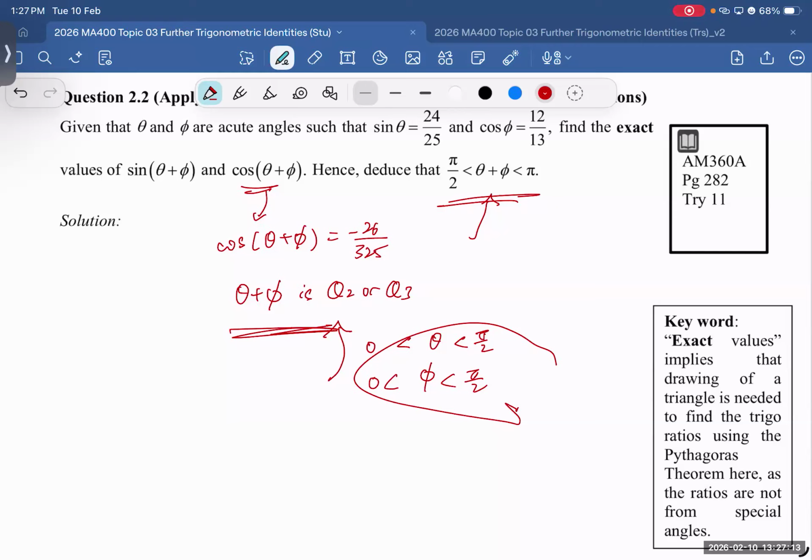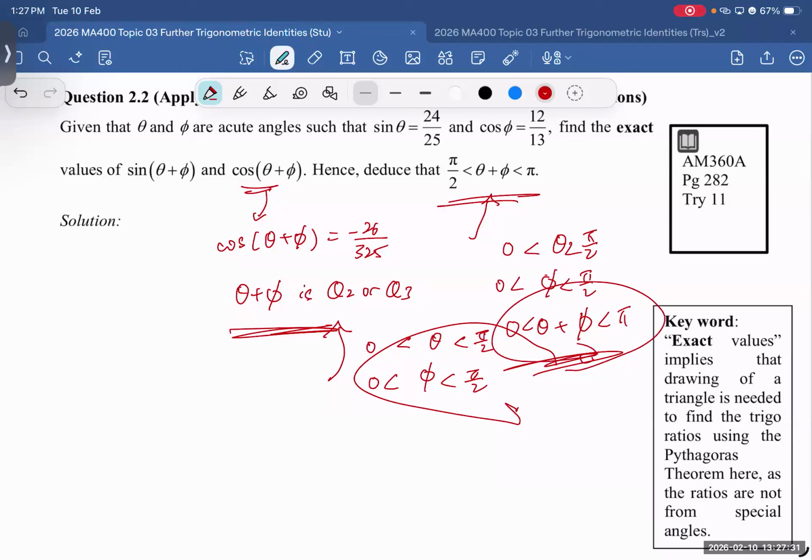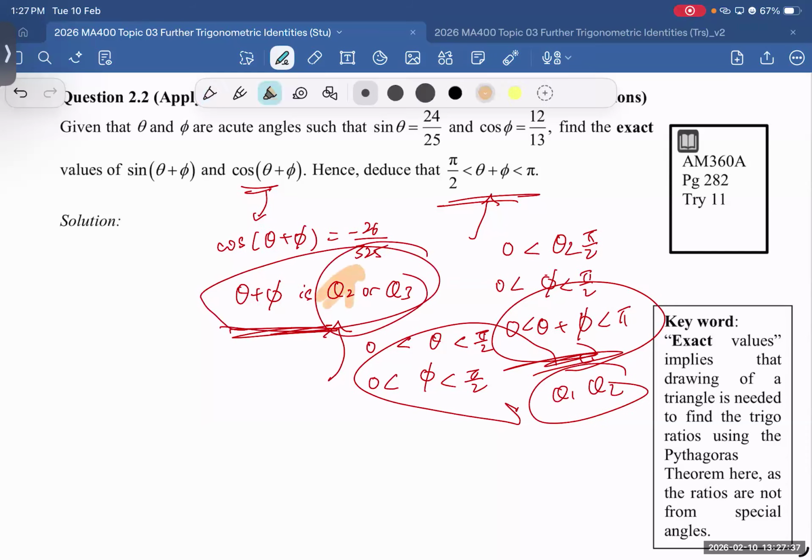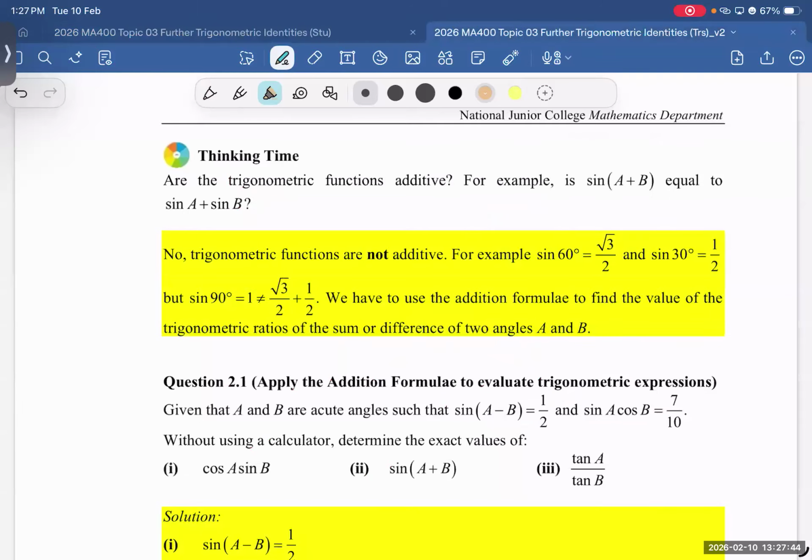So if theta is acute, it looks like that. If phi is acute, it looks like that. That means theta plus phi will be between 0 and pi. So if I combine this, this is quadrant 1, quadrant 2, and this is quadrant 2, quadrant 3. Taking the intersection, that gives you quadrant 2. Clear so far?